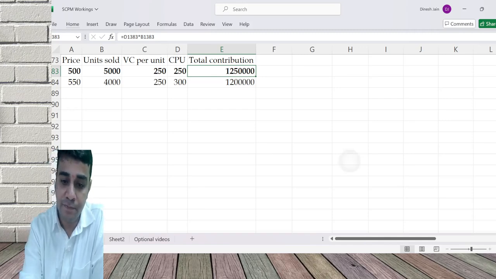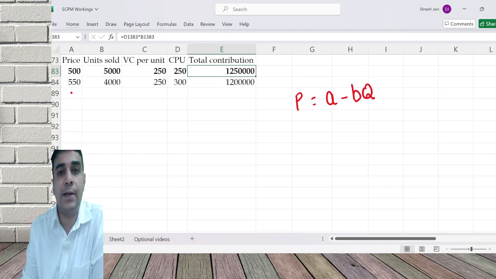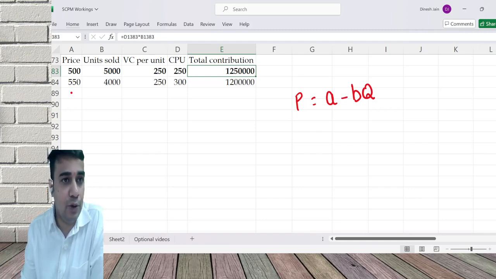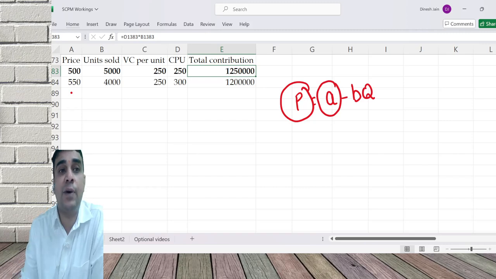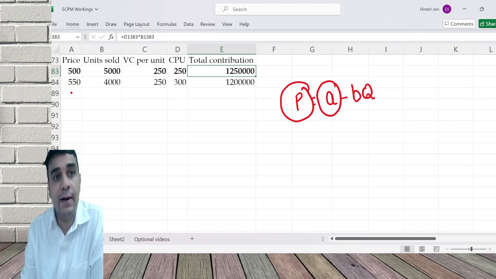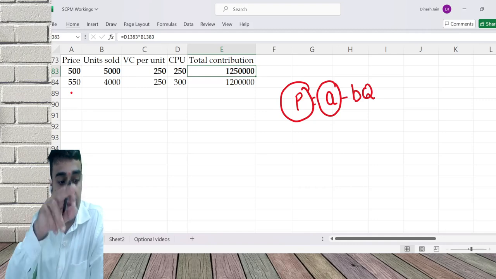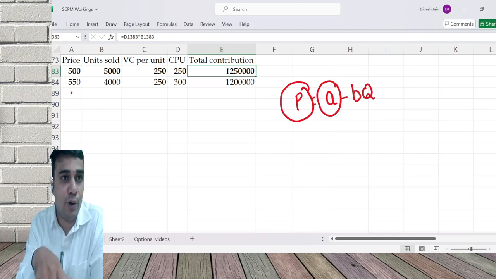First is price is equal to A minus BQ. Now what is price equal to A minus BQ? A refers to the price at which you can sell 0 units. In the Excel, I have done 0 units also. I'll show that later. But as of now, how to get it through formula?